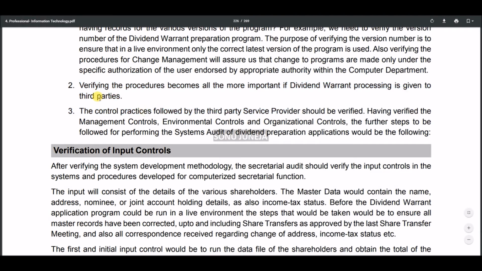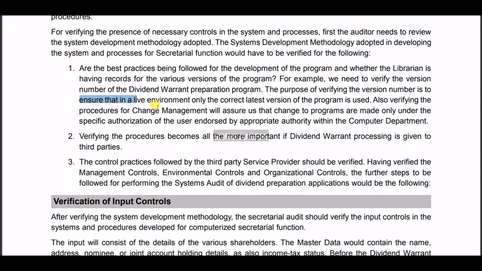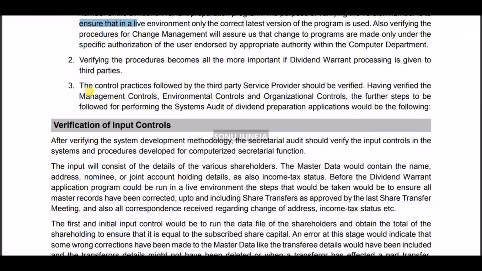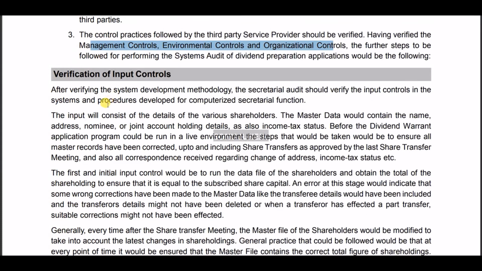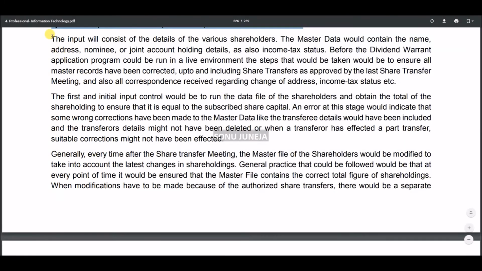In case you have allotted this information system to a third party to look after it for your company, control practices, management, environmental organization controls, they have to look into in the following aspects. So, verification of input control. After verifying the system development methodology, the Secretarial audit should verify input control in the system and procedures developed for computerized secretarial function. The input would consist of the details of various shareholders.